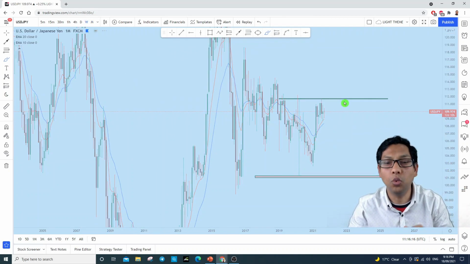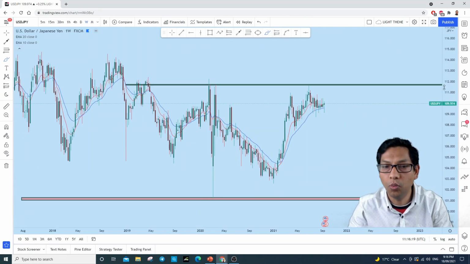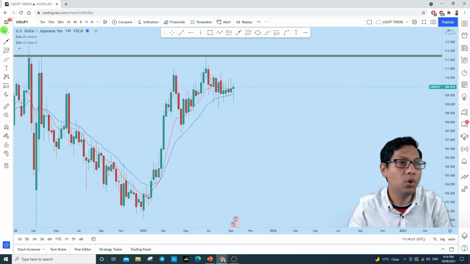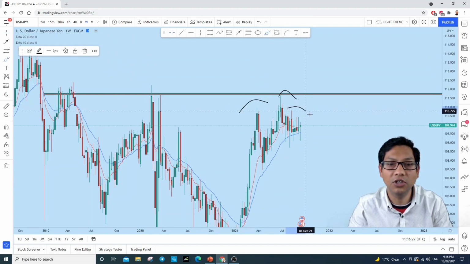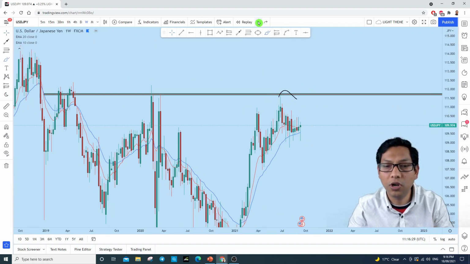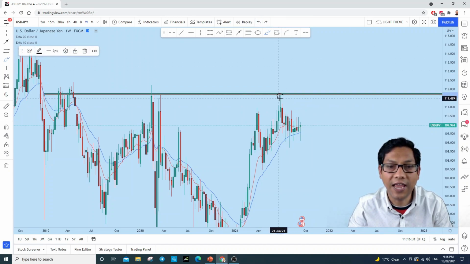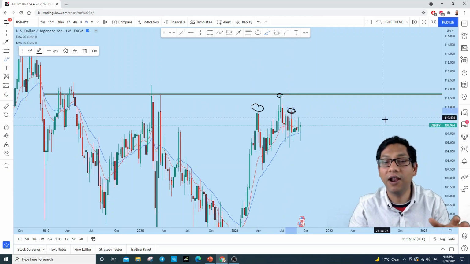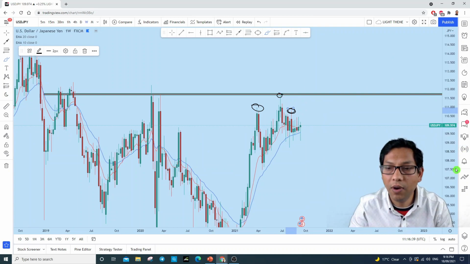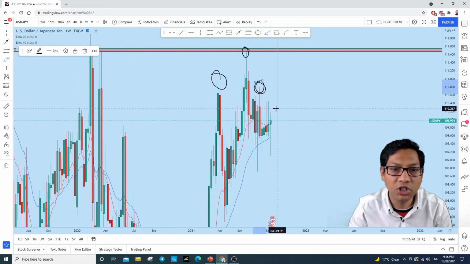Now going down to the weekly time frame to see what kind of opportunity we have. On the weekly, this head and shoulder pattern is a bit more visible. Look at this head and shoulder. The pattern has already been created. This is the head, this is the left shoulder, and this red candle is the right shoulder. Now after this head and shoulder, what happened?